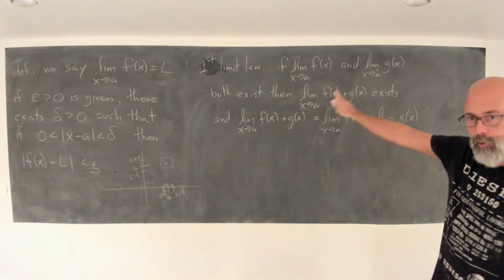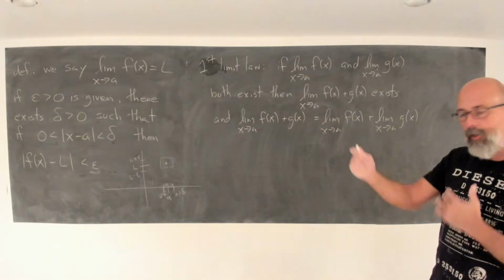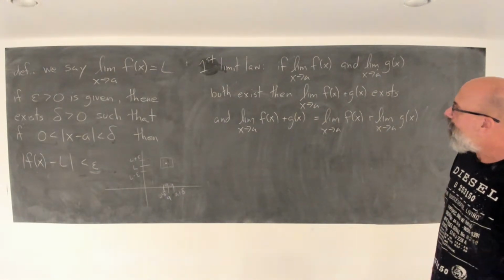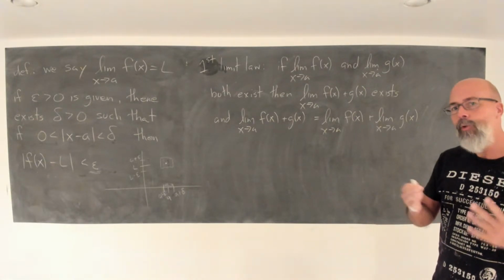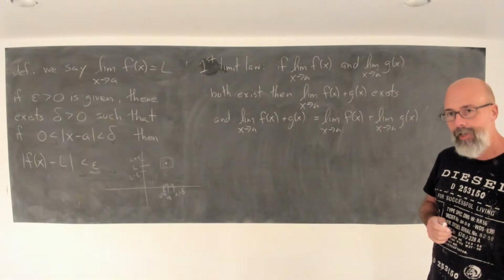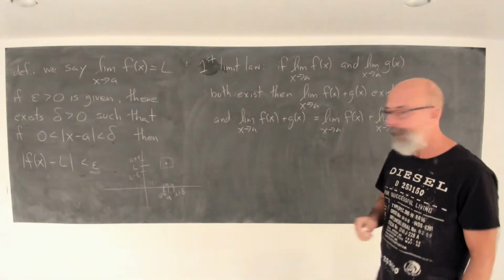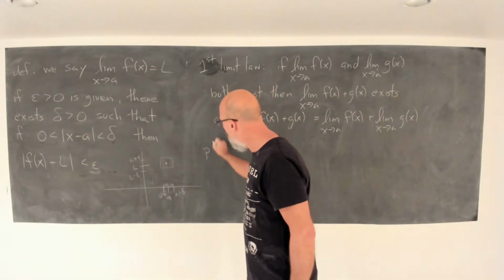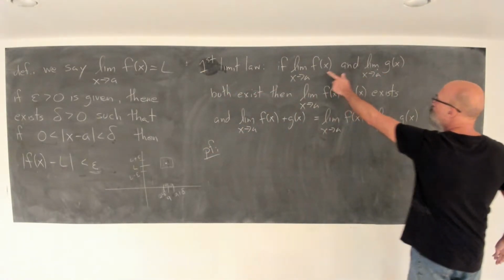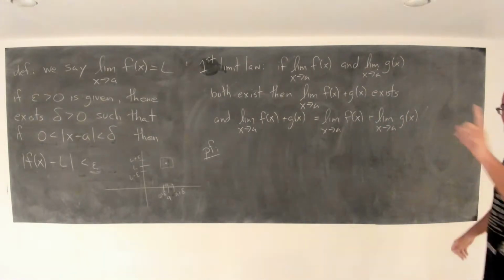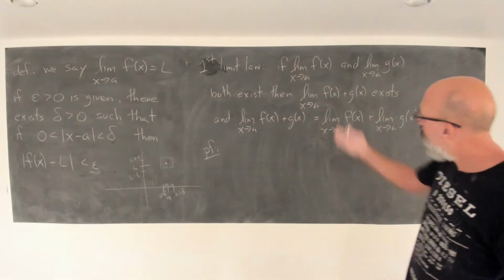Let's prove this, right? So you remember this limit law. We stated 10 laws. All of these laws can be proven using the epsilon-delta definition. Let's prove the first one. It's a nice exercise. We're assuming the two limits originally exist. So let's give them names.